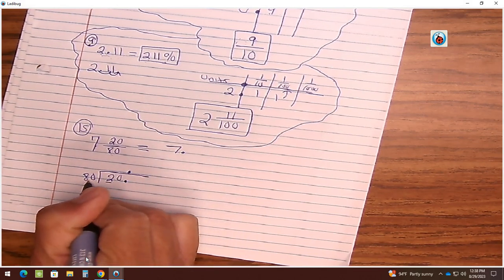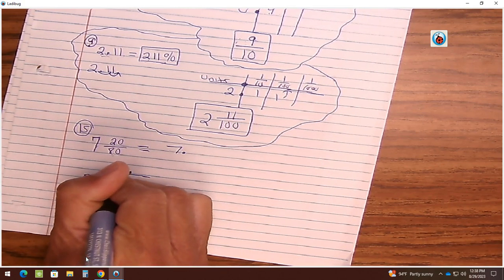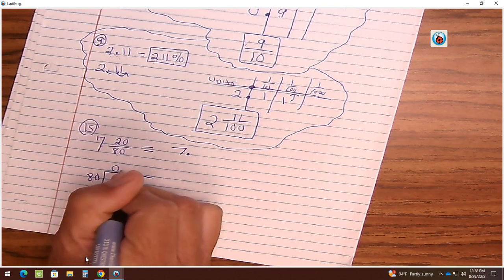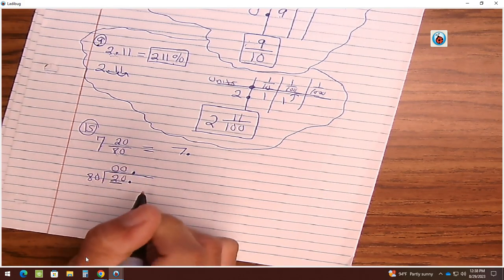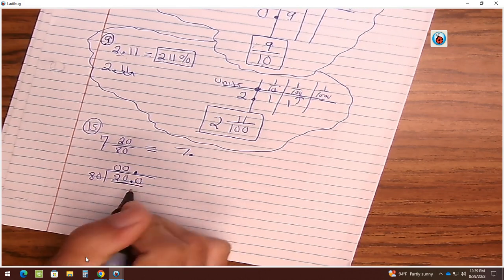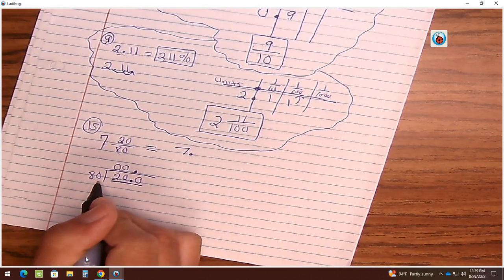2, is that enough for 80? No. 20, would that be enough for 80? No. So I'm going to make more pieces. So I add a 0, making more pieces. Now we have 200. 200 will be enough for 80.